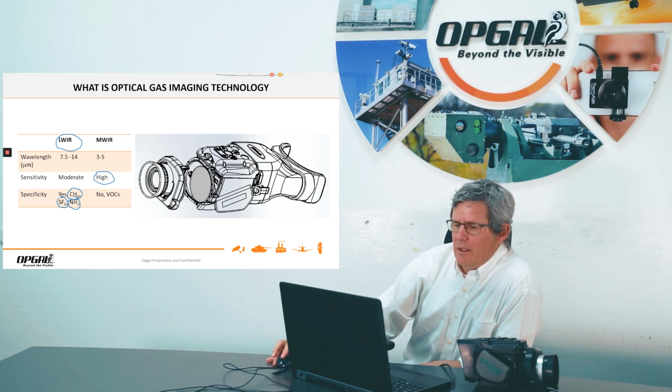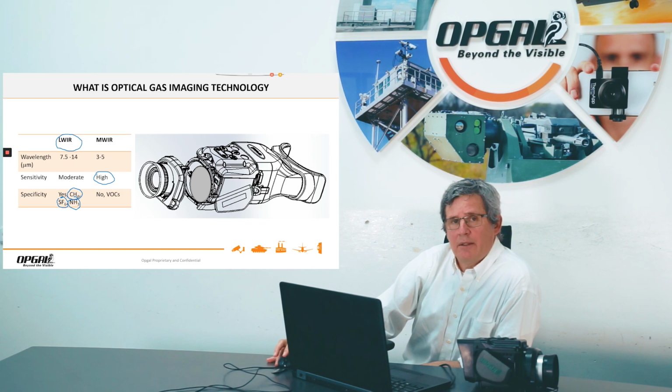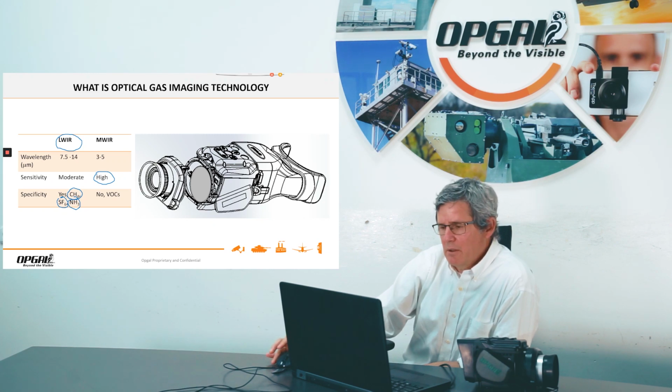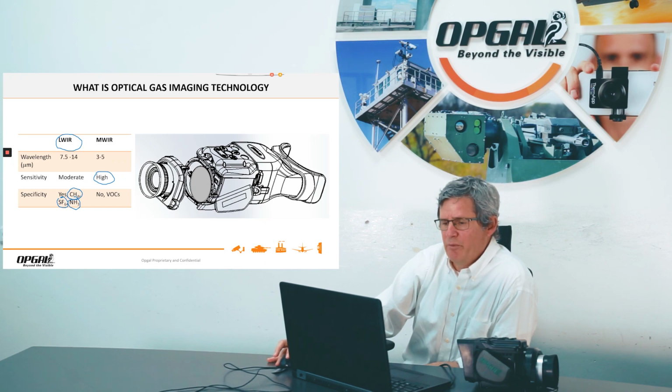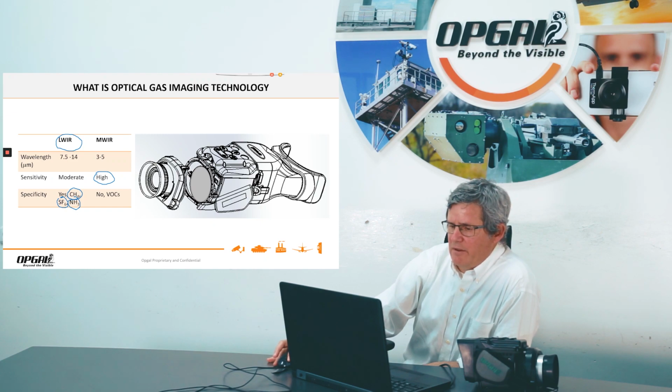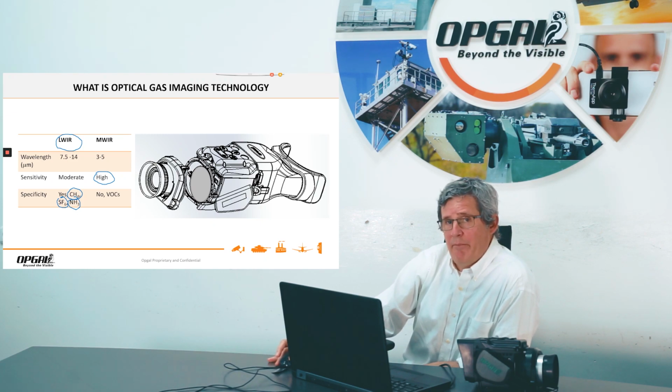So the typical optical gas imaging camera is a regular thermal imaging camera, where the only difference is that somewhere between the lens and the detector, we install a bandpass filter that transmits energy in the absorption features of the target gas that I showed you in the previous slide.